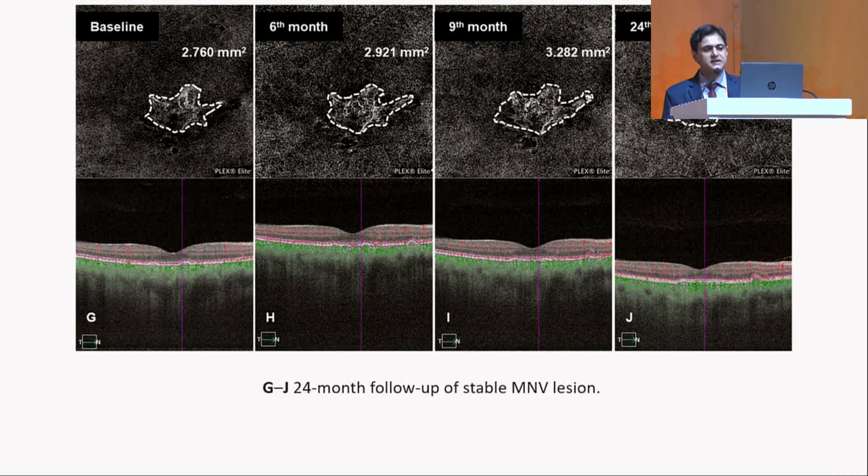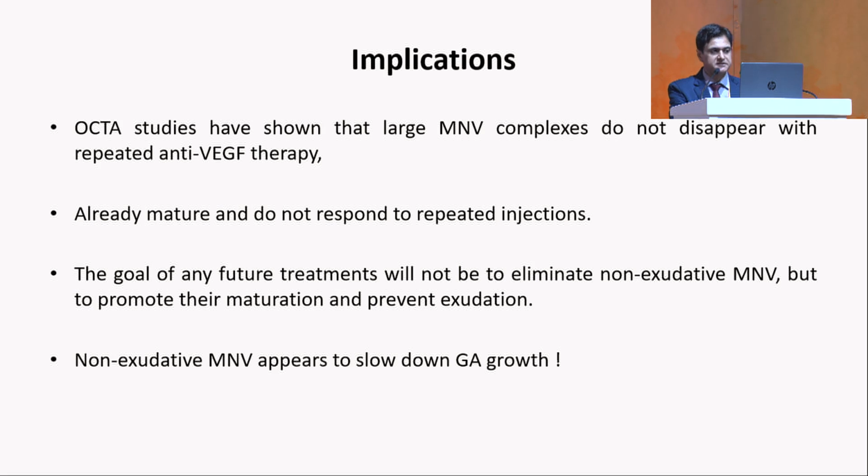So this was another case which did not worsen even at 24 months. So there was no need for treating this patient. Most of these complexes do not disappear with anti-VEGF treatment, hence we should not treat these lesions. And the goal of the treatment is not to eliminate these non-exudative membranes, but to prevent further exudation if it occurs. And as I said, they also slow down the growth of geographic atrophy, hence there is no need to treat such lesions.